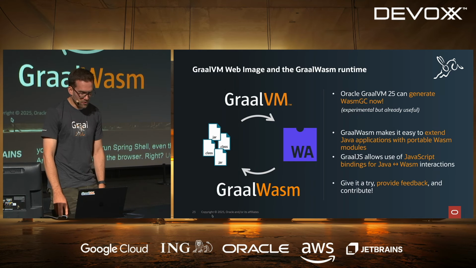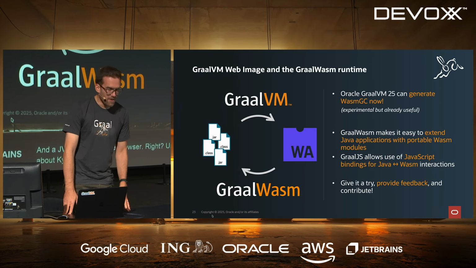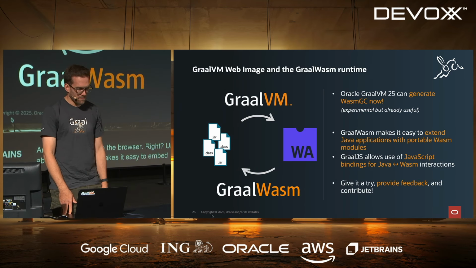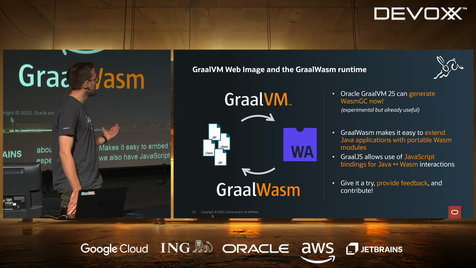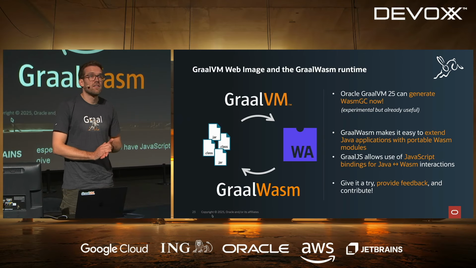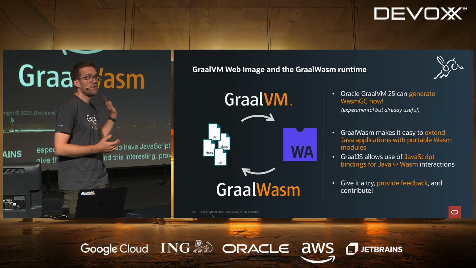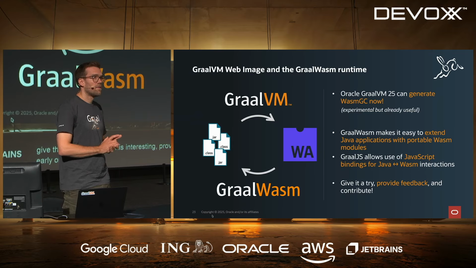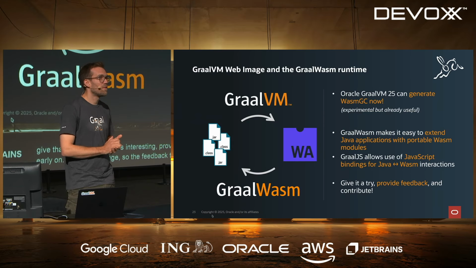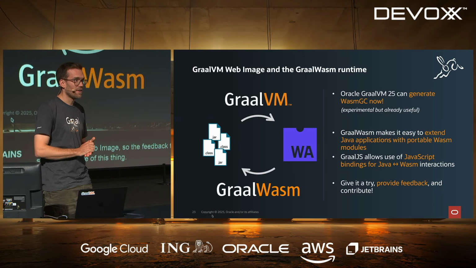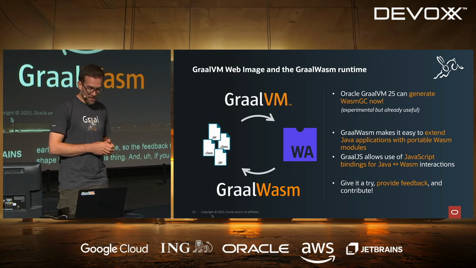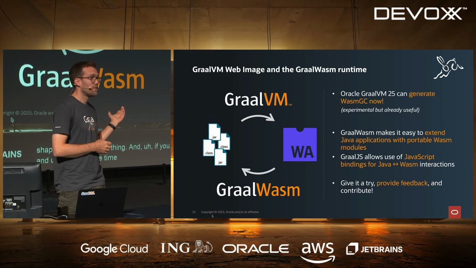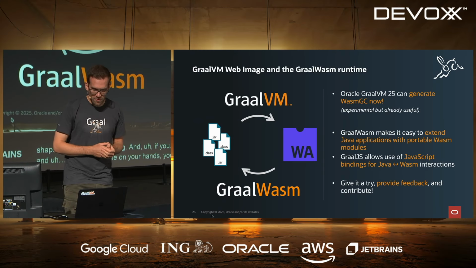And then we also talked about GraalWasm. It makes it easy to embed WebAssembly in Java, especially because we also have JavaScript available. So yeah, please give that a try if you find this interesting. Provide feedback. We are still early on with Web Image, so the feedback that you give us will help us shape the future of this thing. And if you really want and have some time on your hands, you could even contribute because all of this is open source.